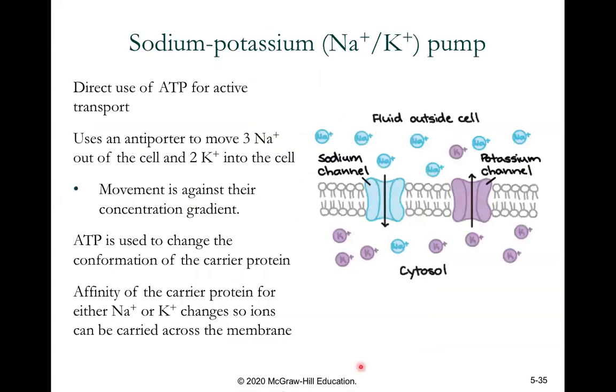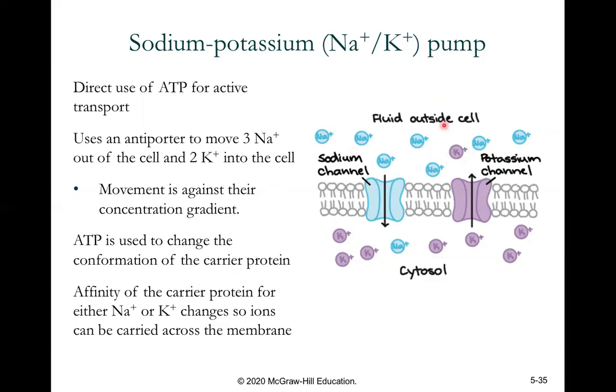Within the sodium-potassium pump, we see that there is a direct use of the ATP for active transport. This uses an antiporter to move 3 sodium out of the cell and 2 potassium into the cell. This movement is against the concentration gradient, right? And ATP is used to change the conformation of the carrier protein. So that active transport happens even against concentration gradients based off of the ATP needed to open those channels, right? So the affinity of the carrier protein for either sodium or potassium changes so ions can be carried across the membrane.